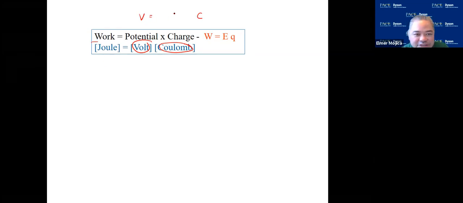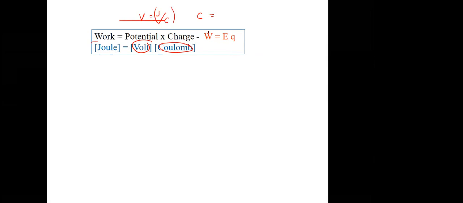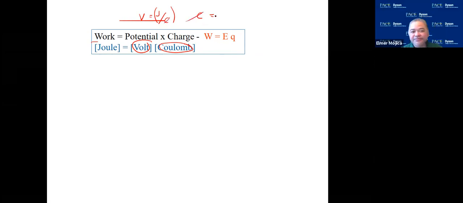If we look at voltage, voltage is really joules per coulomb. So joules per coulomb times coulomb will give you what? Joules. Okay. So I just want to show you that this doesn't come out of nowhere. There's a corresponding unit you can look at. The unit volt is equivalent to joules per coulomb. So joules per coulomb times coulomb will give you joules. That's why you end up with that unit.